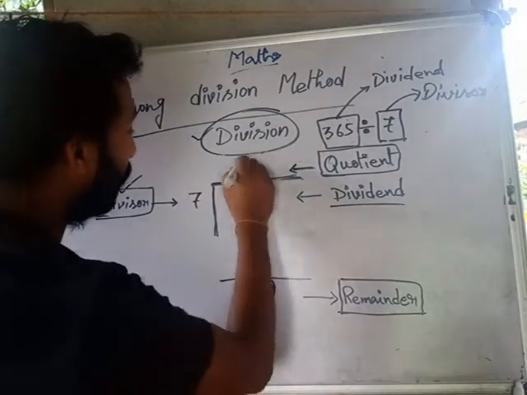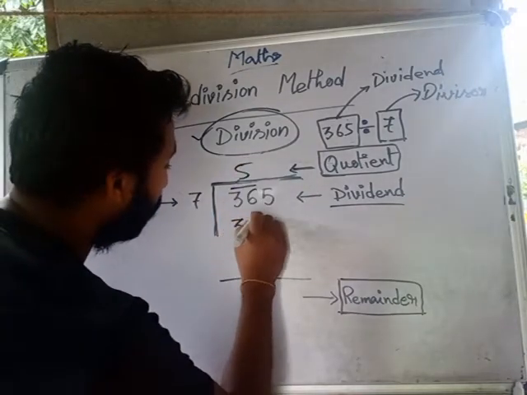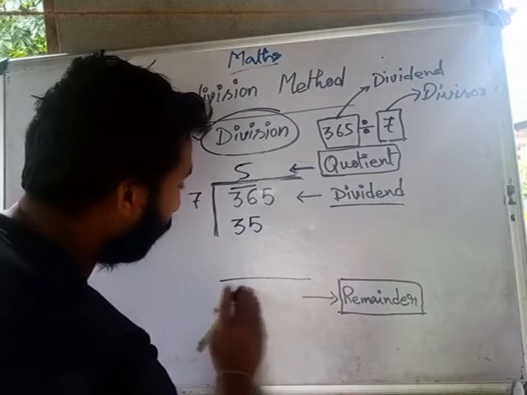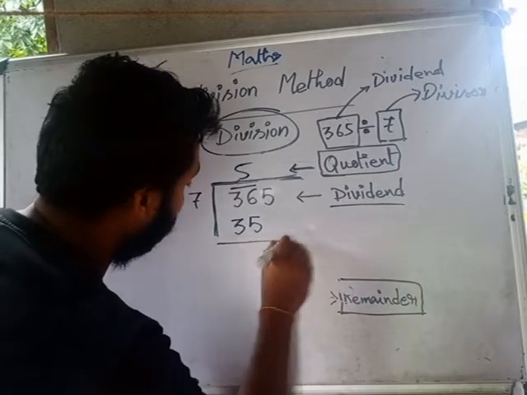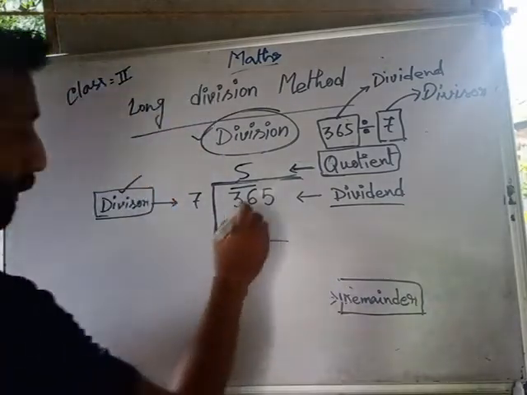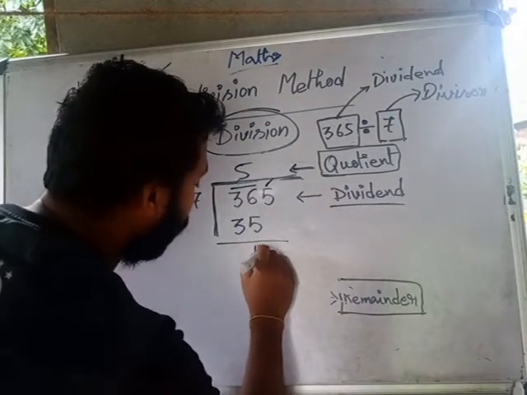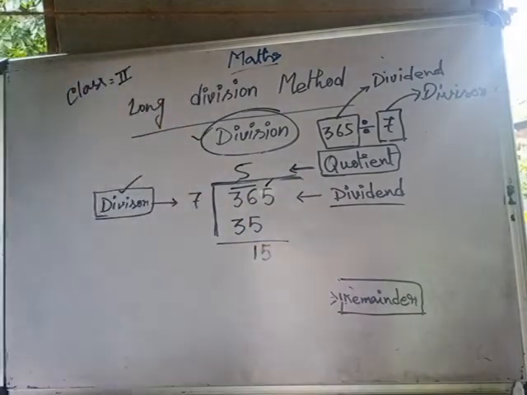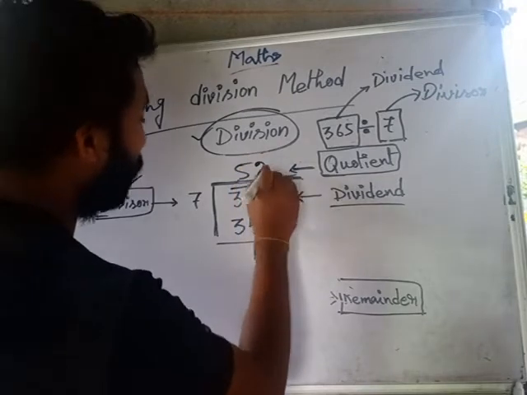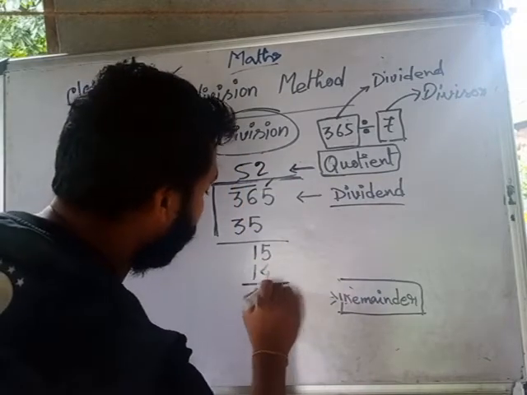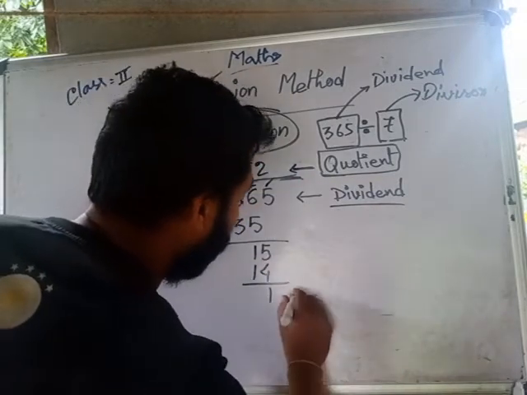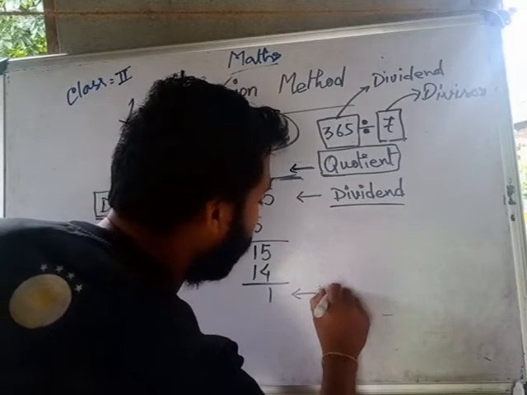7 5s are 35, so we should write here 35. After that 1 is left. After that I will take 5 from the dividend. 7 2s are 14, so we should write here 14. 1 is left, that means 1 will be the remainder.